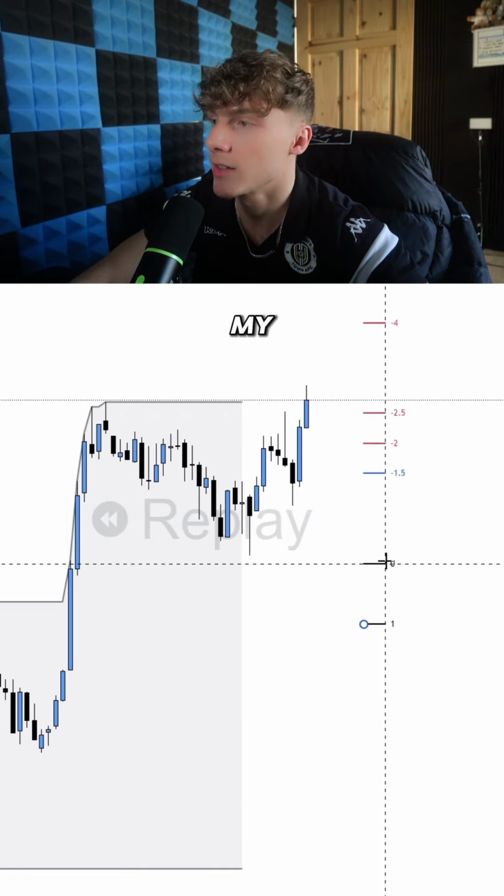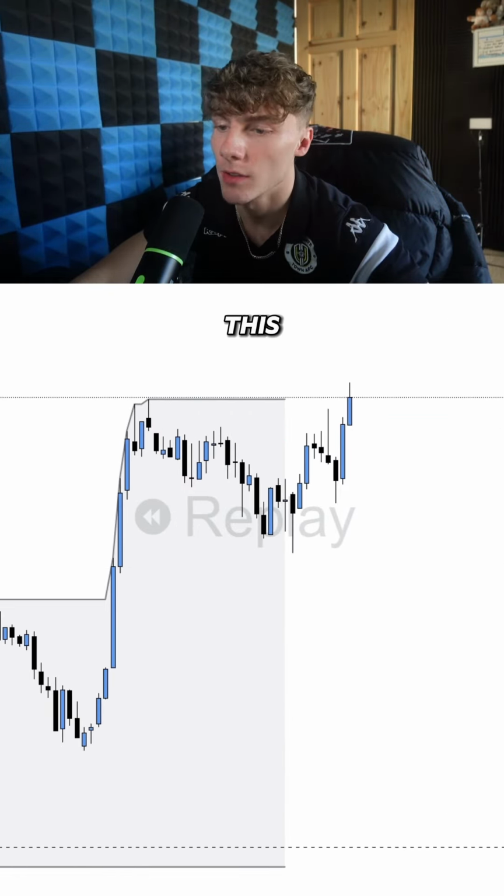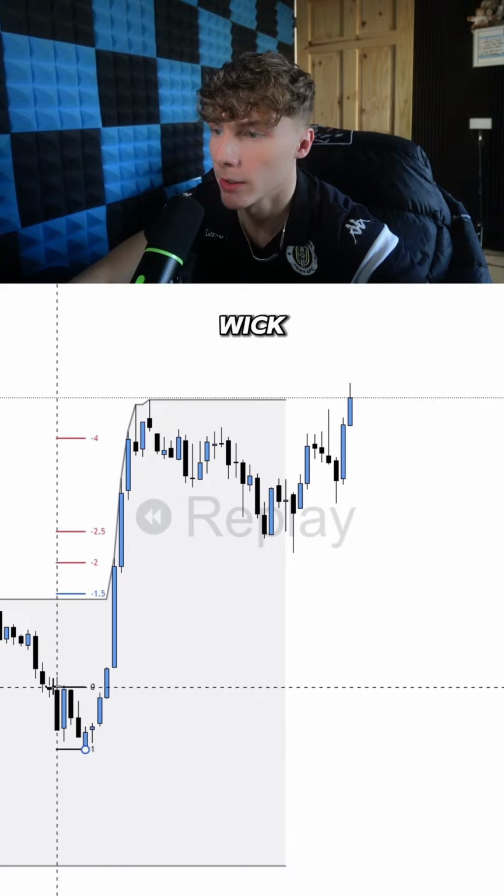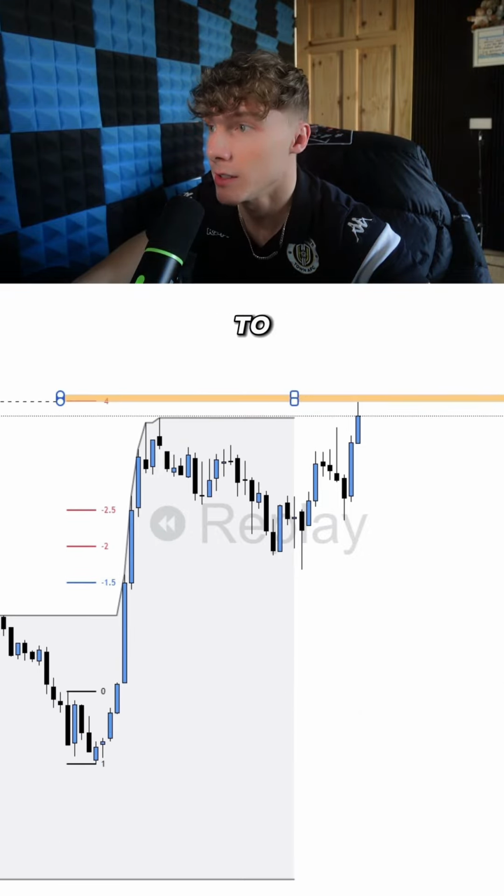Next thing I can use is my standard deviation tool that looks like this. This essentially marks out my reversal levels. You can simply mark this out from the nearest manipulation leg from wick to wick. And you can actually notice that price is coming to deviation -4.